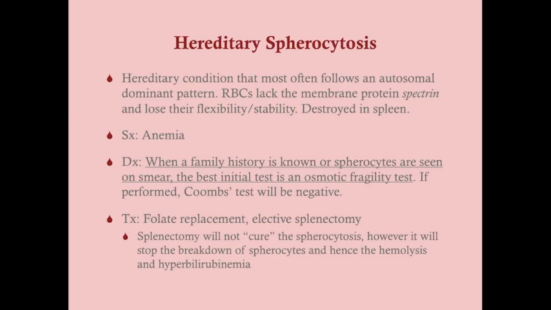and when you don't have the breakdown of the spherocytes, then you're not going to have the hyperbilirubinemia. Now, the problem with that is that when you remove the spleen, you also get rid of the spleen's immune properties. So you're going to have to make sure that you vaccinate, get the pneumococcal vaccine at the very least.